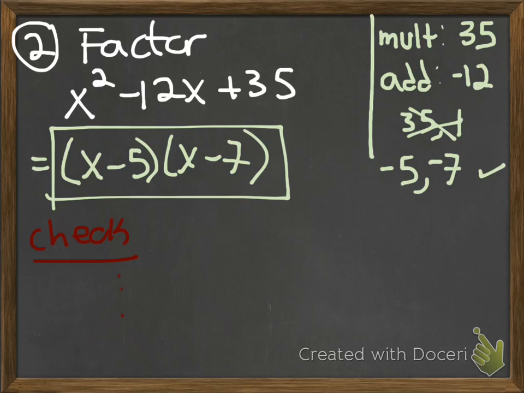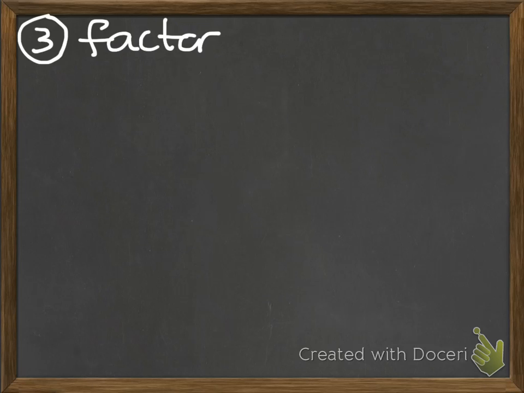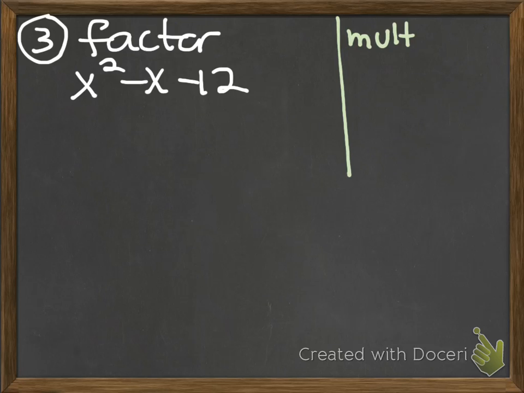Alright, so let's go ahead and do one more example on this video so that we can see one more kind of tricky one, I guess you could say. So this will be example 3. So again, I'm going to ask you to factor x squared minus x minus 12. Let's do the same thing. I'm going to need two numbers that multiply to my last coefficient, which is negative 12, and add to the middle coefficient, which is negative 1.